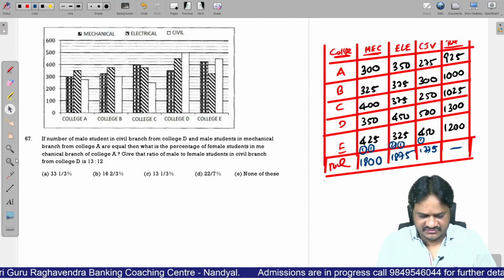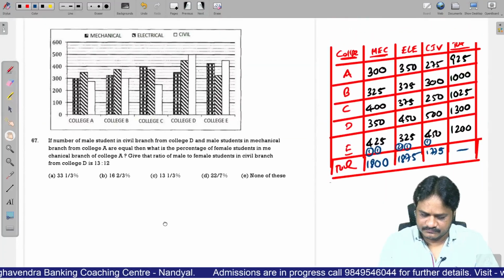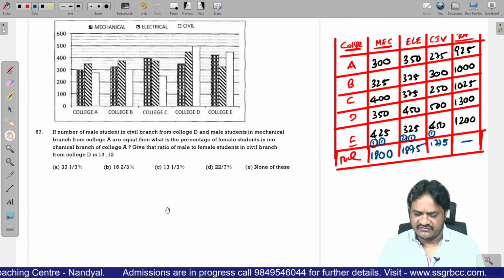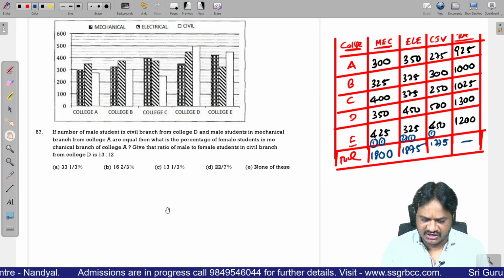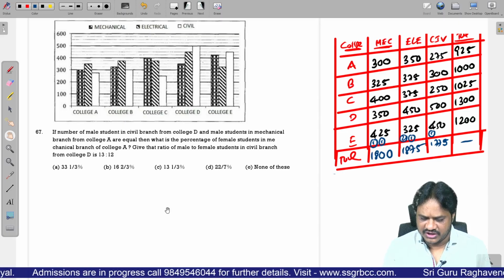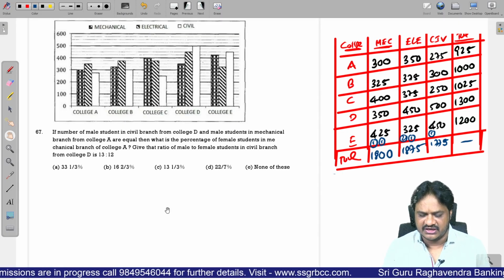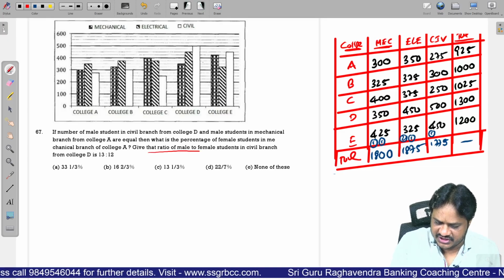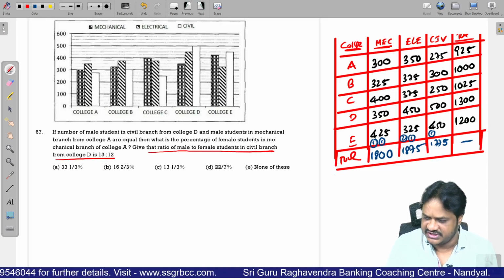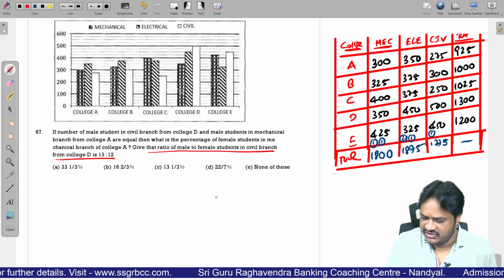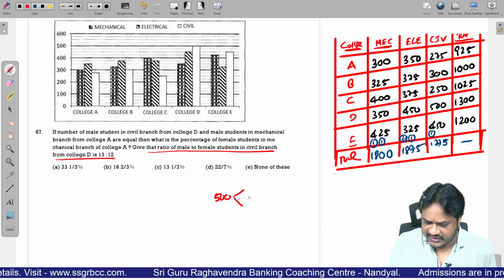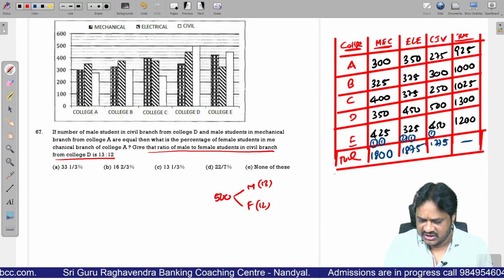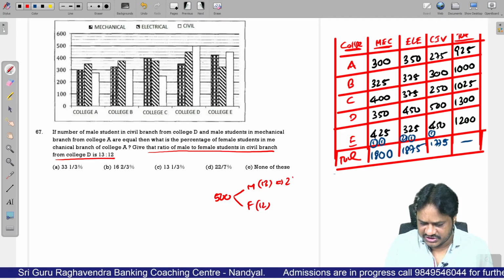Let us see the next one. If the number of male students in civil branch from D and male in mechanical branch from A are equal, what is the percentage of female students in mechanical branch from A? Given the ratio of male and female of civil branch in D is 13 is to 12. D civil we are having 500. In this there are male and female in the ratio of 13 is to 12. 13 plus 12, 25.